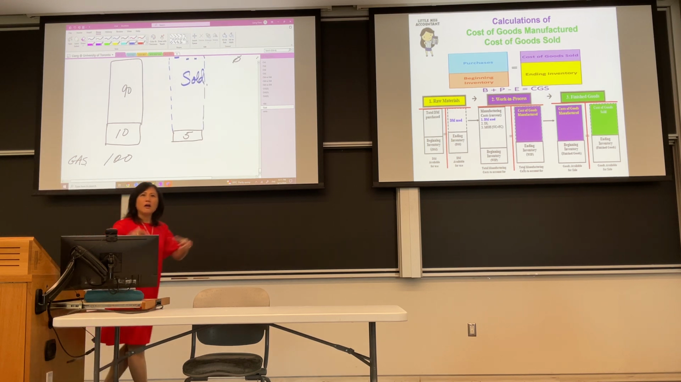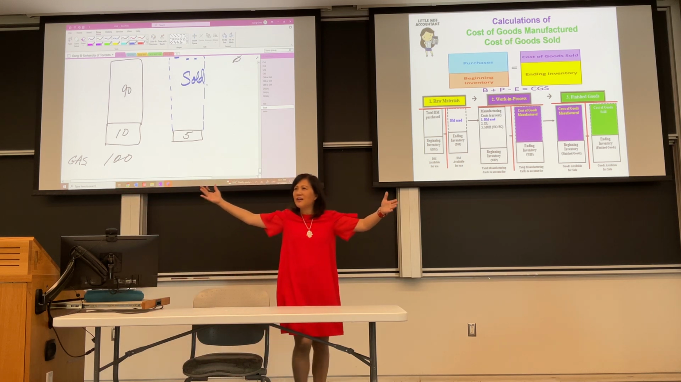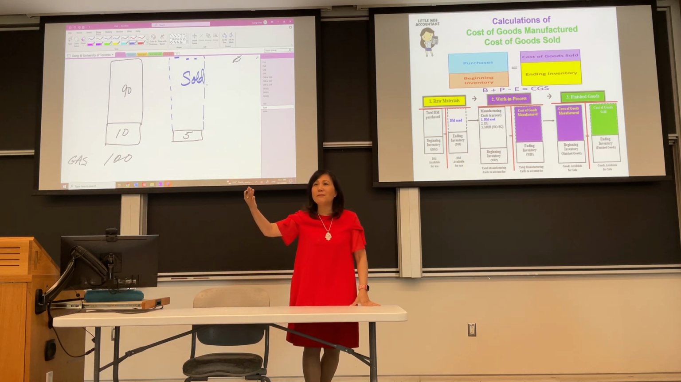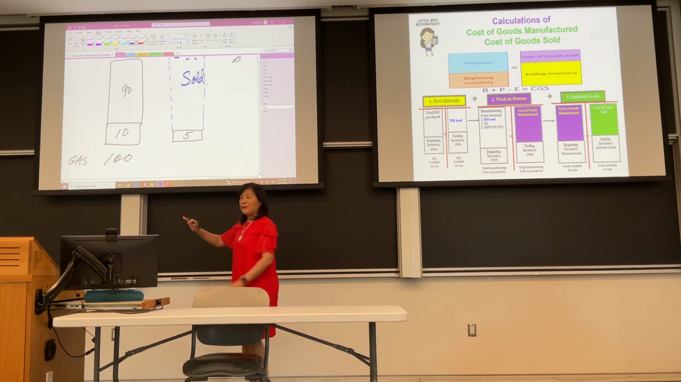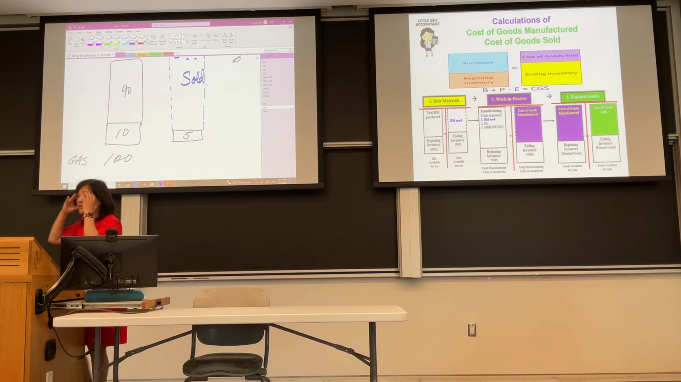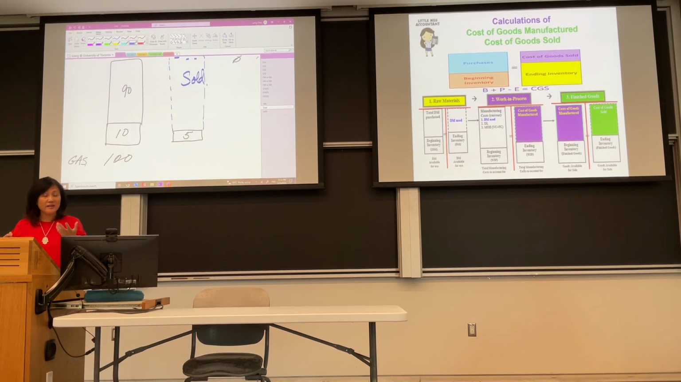Altogether, I have 100. I only have 5 left over. Do you know how many I sold? 95. This is the calculation of cost of goods sold. This is not a trick question. In BO1, BO2, if you have to memorize step by step, it's very painful, right? If I explain this to you, it's not too difficult.